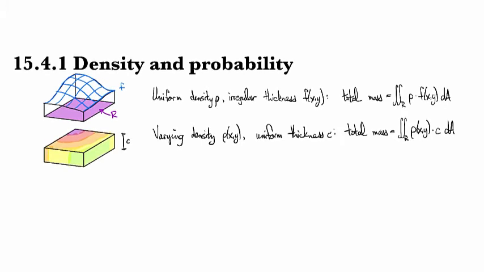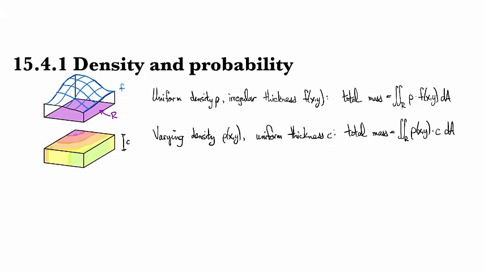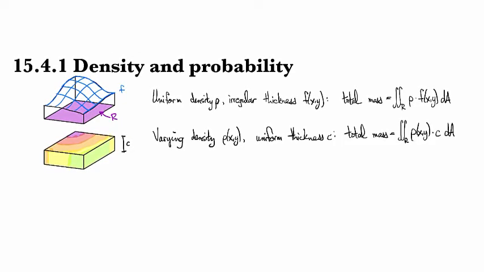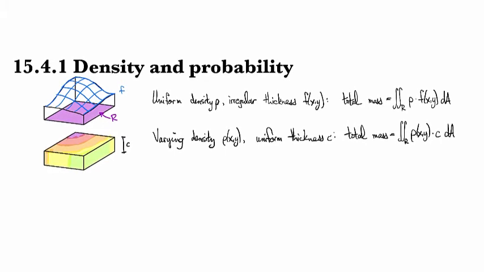Oh, and before we go on, let me just mention that it's of course possible to have both. It's possible to have a situation where you've got irregular thickness and varying density in the material, but that you can only deal with a triple integral. So we'll get to that later on.